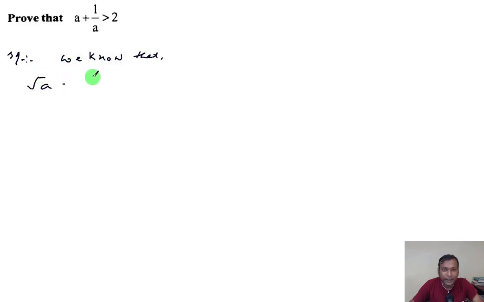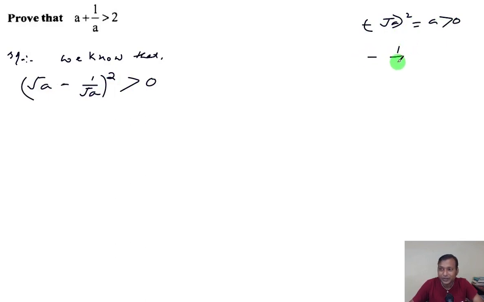root a minus 1 by root a whole square is greater than 0, because the square of any number is greater than 0. So root a minus 1 by root a whole square, we will get 1 by a. This is also greater than 0. So that is why the square of any number is always positive. So this is correct.